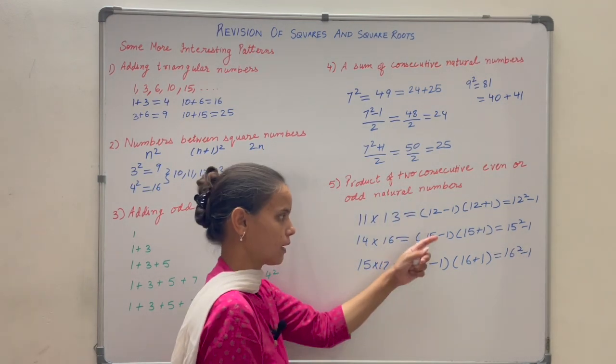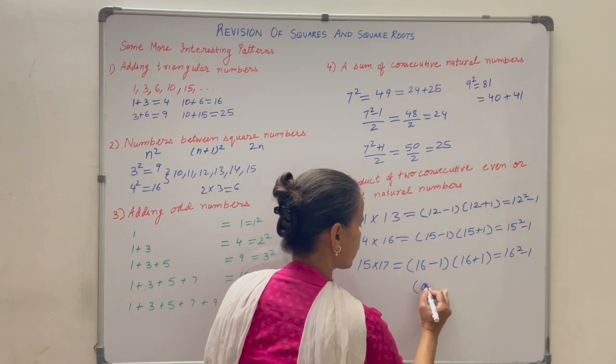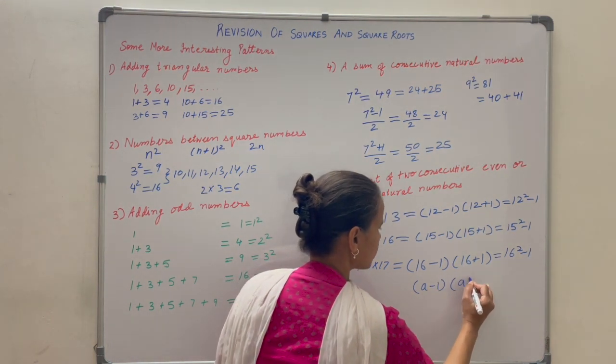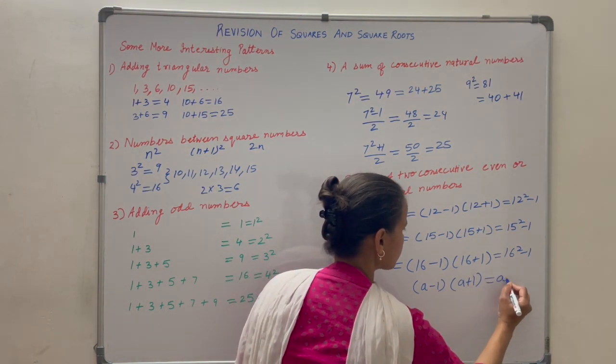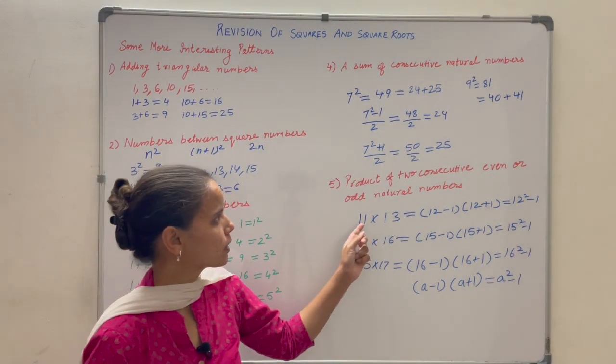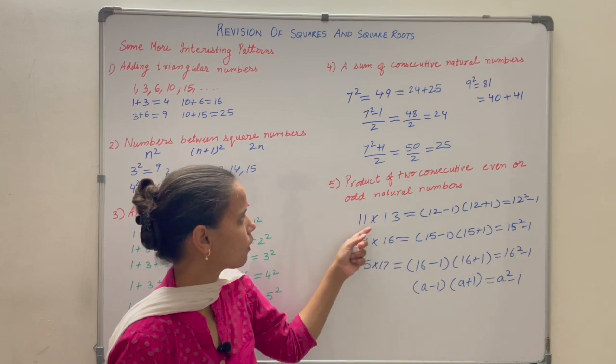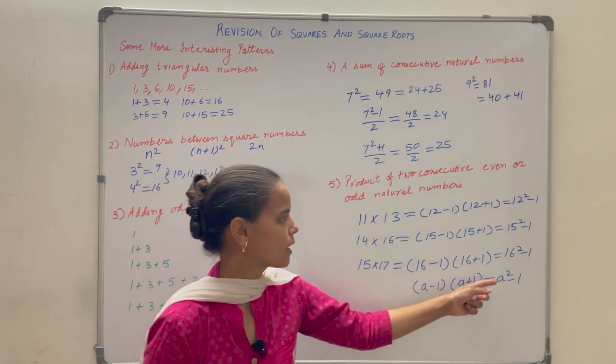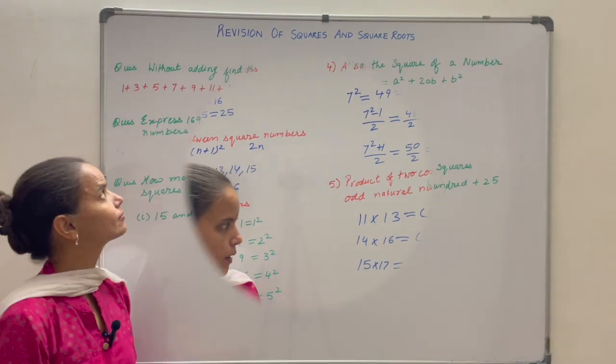So we can generalize this as (a minus 1) into (a plus 1) is equal to a square minus 1. So the product of two consecutive even natural numbers or odd natural numbers is a square minus 1.